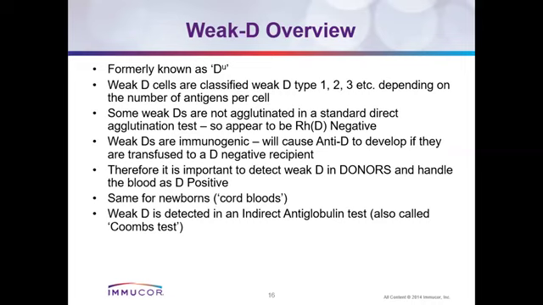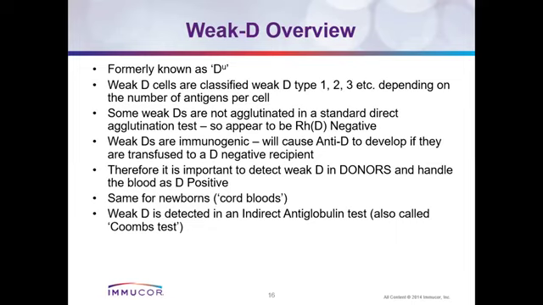Yeah, so some weak Ds are not agglutinated using your standard direct agglutination test, so they appear as rhesus negative. And some weak Ds are actually immunogenic. I mentioned this earlier. They will cause antibody to develop if you transfuse a patient who is rhesus negative with rhesus positive blood. So therefore, it is very important for us to routinely detect weak D in our donors and patients so that we give the right blood. And the same applies to newborns, or if you're doing cord bloods.